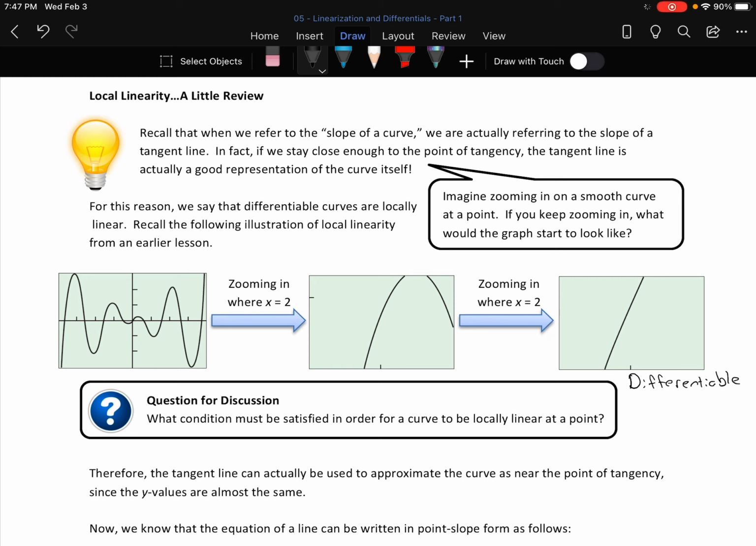And there's all those differentiability things we talked about. You can't have a cusp like that and think that you're going to get local linearity, or have an asymptote and think that you're going to get local linearity at that point. Of course not. It's got to be differentiable.